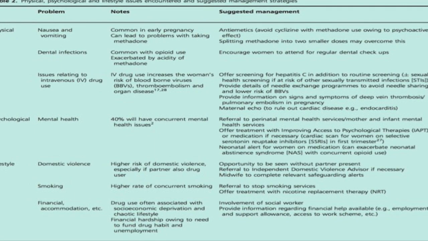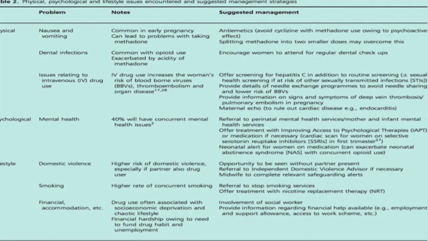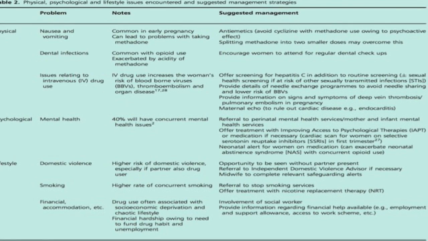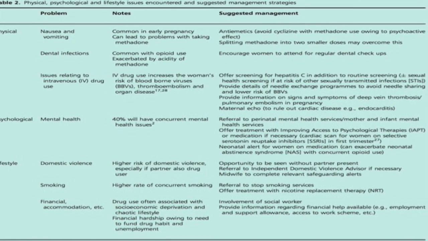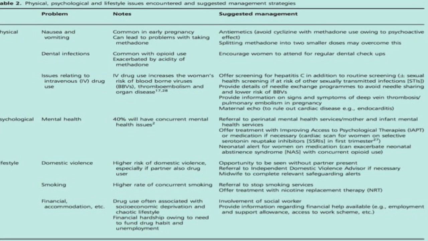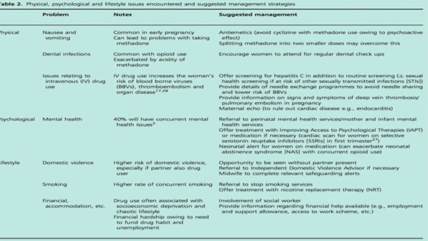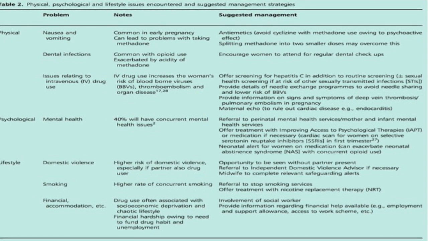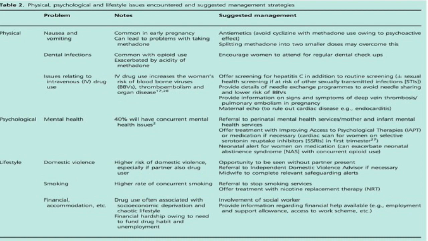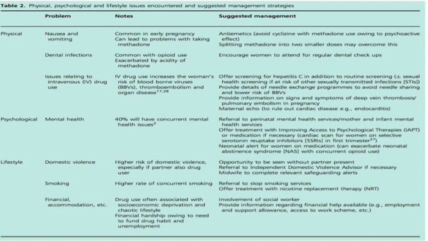Provide details of needle exchange programs to avoid needle sharing and lower risk of bloodborne infections. Provide information on signs and symptoms of deep vein thrombosis and pulmonary embolism in pregnancy. Maternal echo to rule out any cardiac disease, for example endocarditis. Psychological problem is mental health. 40% will have concurrent mental health issues. Referral to perinatal mental health services for the mother and infant mental health services. Offer treatment with improving access to psychological therapies or medication if necessary.